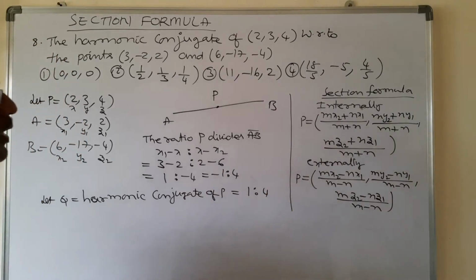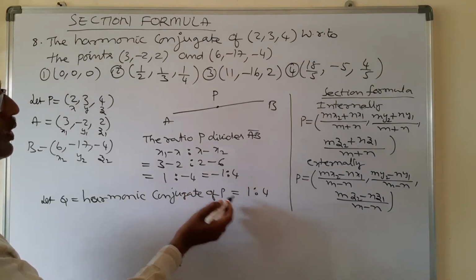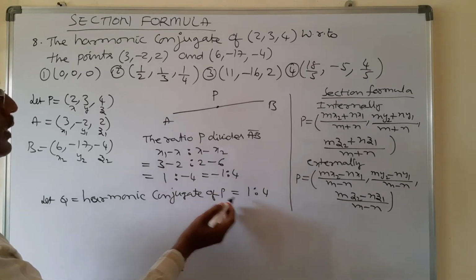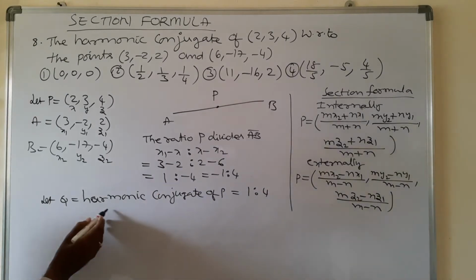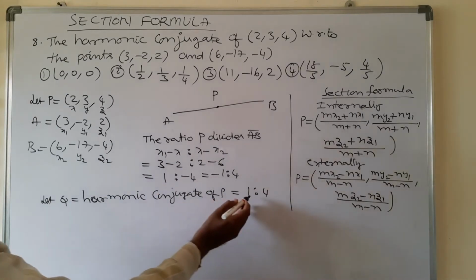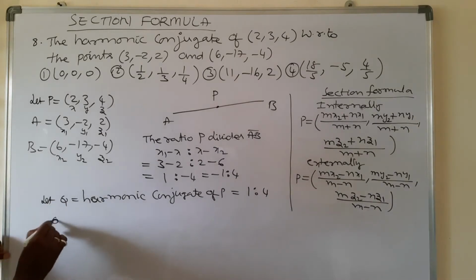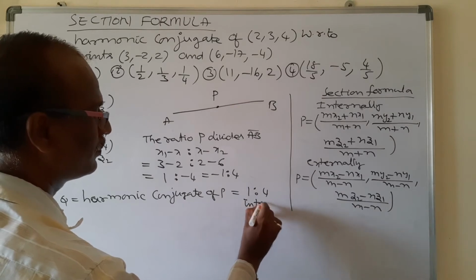Here in the harmonic conjugate, if the ratio is negative, the harmonic conjugate ratio is positive. If the ratio is positive, the harmonic conjugate ratio is negative. Here the ratio in which P divides AB is minus 1 is to 4. Q equal to the harmonic conjugate of P, the ratio is 1 is to 4. To find the point Q, 1 is to 4 is a positive ratio, internally.